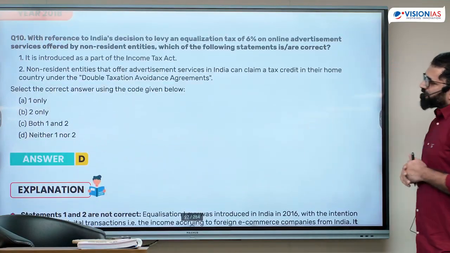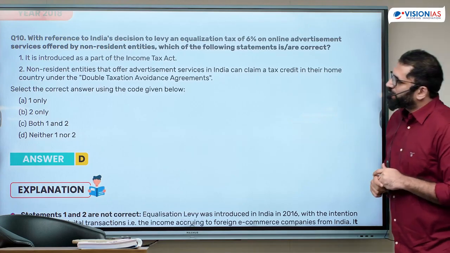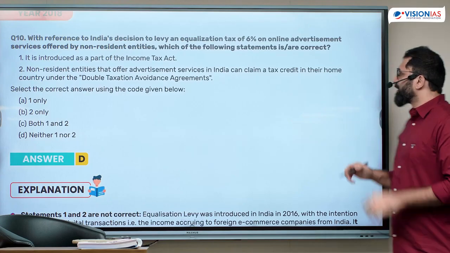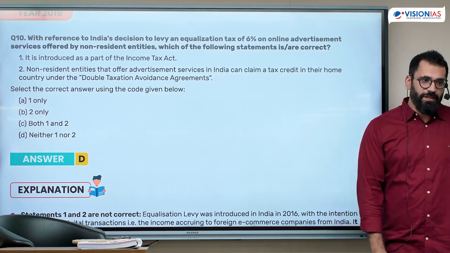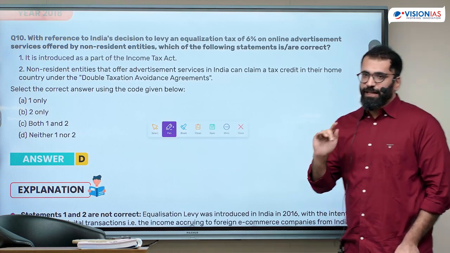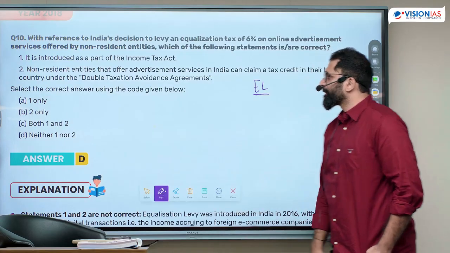With reference to India's decision to levy an equalization tax of 6% on online advertisements and services offered by non-resident entities. This was introduced in the year 2016 as part of the budget. Any new taxation development that happened. This is called the equalization levy. Now, what is this equalization levy?